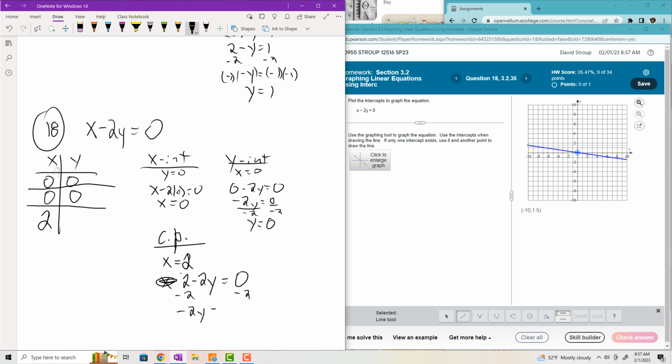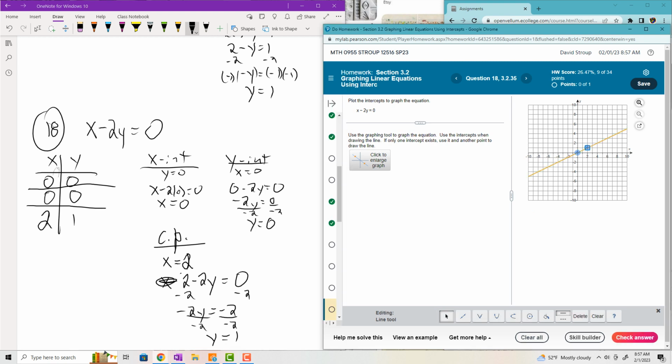So you get minus 2y is minus 2. Divide both sides by minus 2. It looks like y is 1. Okay. So going back here, I just have to go the 2 and then 1, and that should do it.